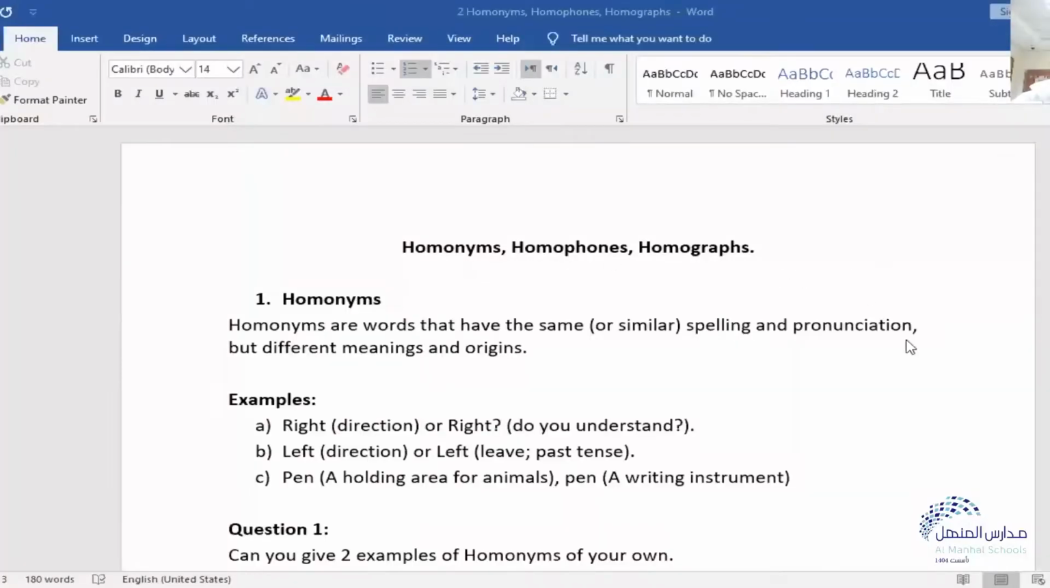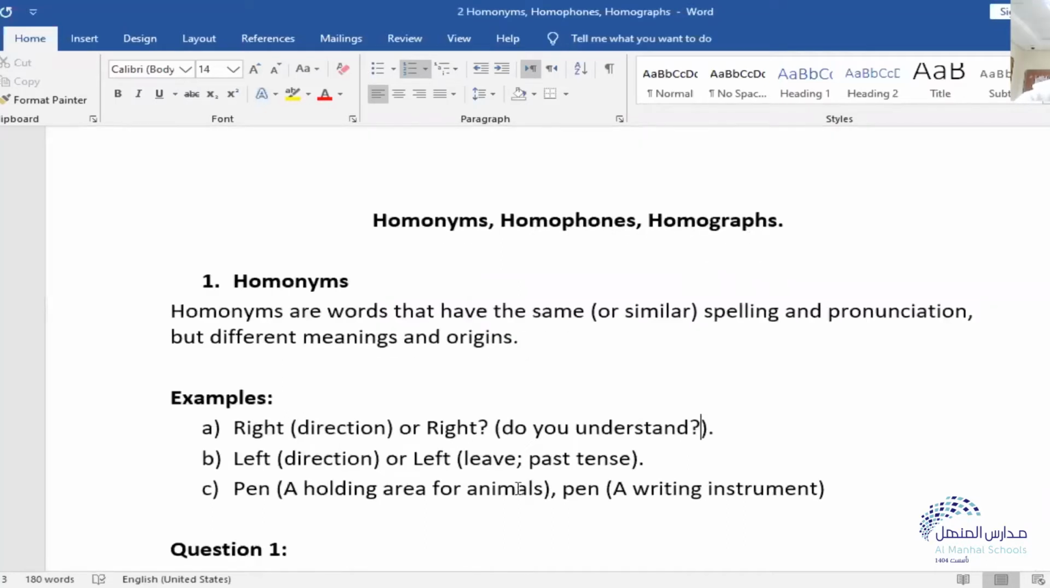Homonyms, homophones, and homographs. We've already talked about what synonyms are. Those are words that have a similar meaning, right? Different words that have the same meaning. But homophones, homonyms, and homographs are quite different to synonyms, and that's what I want us to have a look at today.